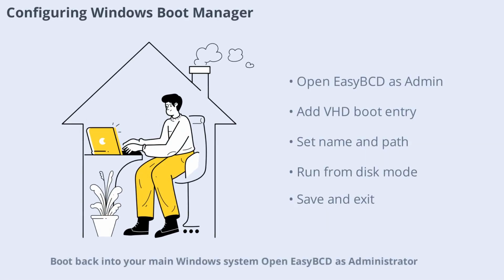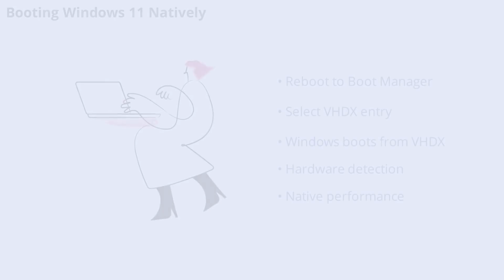Boot back into your main Windows system. Open EasyBCD as administrator. Add a new boot entry by selecting Disk Image VHD, then provide the name and path to your VHDX file. Set the mode to run from disk. Click Add Entry, Save, and Exit. This step adds your Windows 11 VHDX as a boot option in the Windows Boot Manager, allowing you to select it at startup. Now reboot your computer.